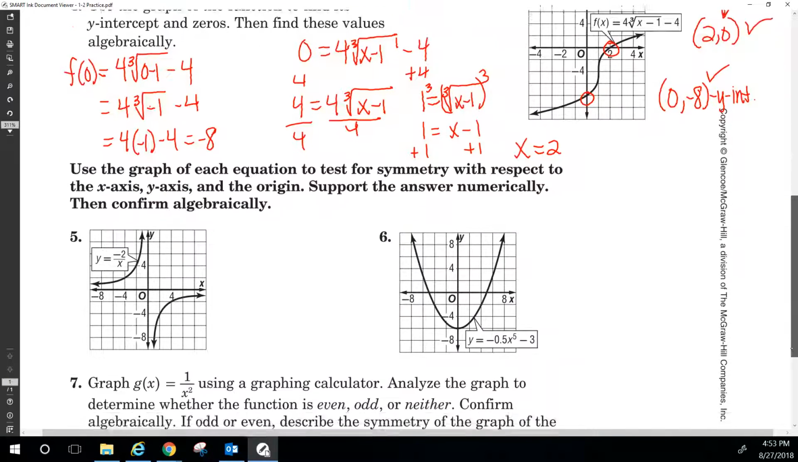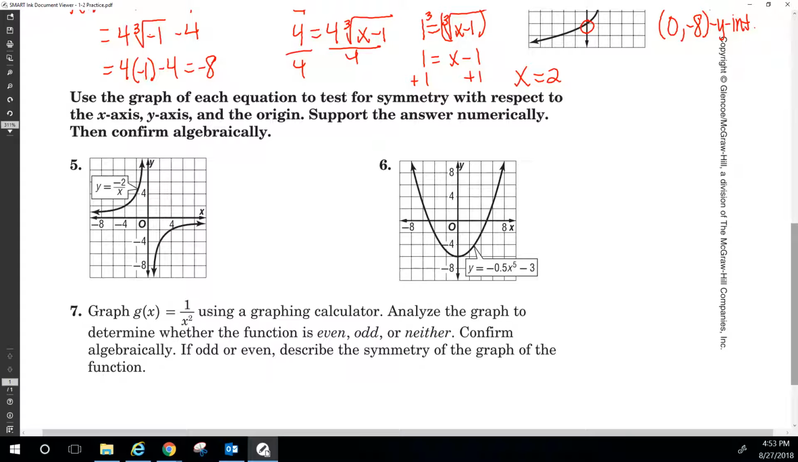Number 5 says, use the graph of each equation to test your symmetry with respect to the x-axis, y-axis, and the origin. Support your answer numerically, then confirm algebraically. So when I look at number 5, it looks like this guy is symmetrical across the origin. So we think symmetrical across the origin. So that means if I plug in a negative x and a negative y, I should still be able to boil it down to the same equation.